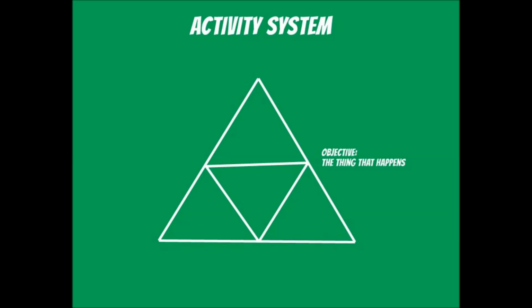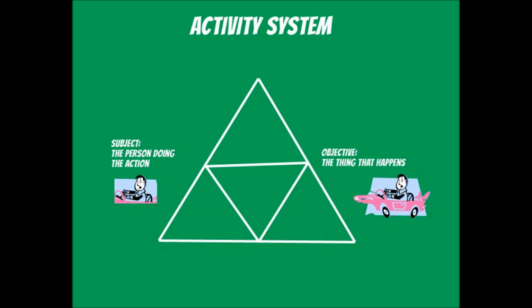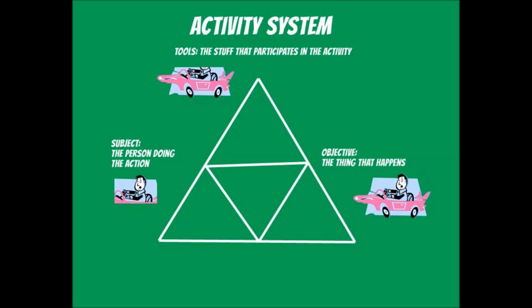You've got your objective, which is the activity or action that's going to happen as a result of all the actors working together. If we go back to driver Dave's example, the activity was the crunching car. It's probably an undesirable activity, but it's an activity nonetheless. Then you've got your subject, the person performing the activity. Driver Dave is our subject. Up here you've got tools. These are the physical things that participate in the activity. In driver Dave's case, we've got the car, the speed bump, the road sign, maybe even the road itself.